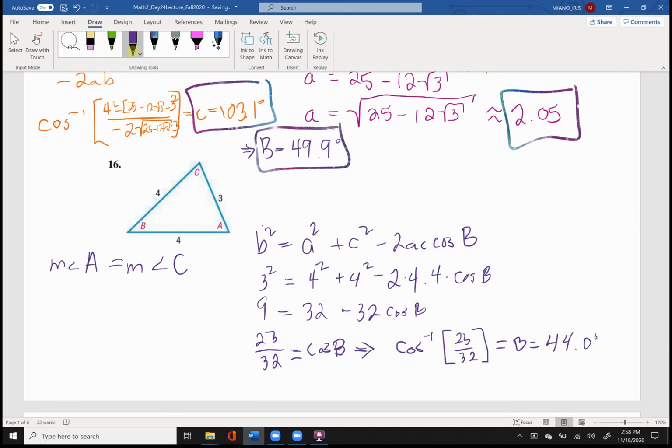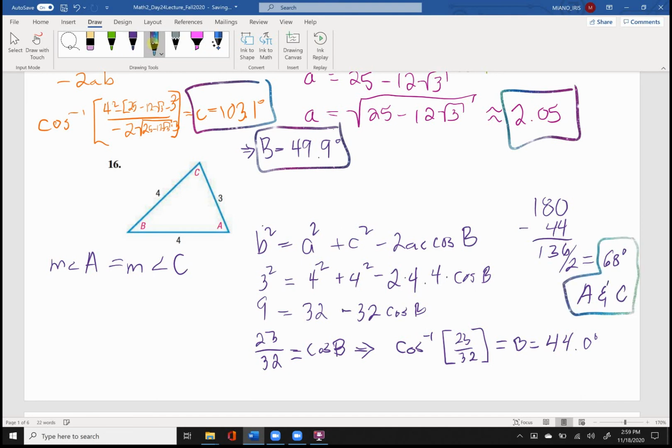Okay, so take this 44 and subtract it from 180, and you will get 136. So 136 degrees is the amount of degrees left for both A and C. A and C are equal to each other, so it lends itself to just dividing that 136 in half. So 136 divided by 2 equals 68. So 68 degrees, therefore, is A and C. I'll box them all up together. And B. Great. Fantastic.